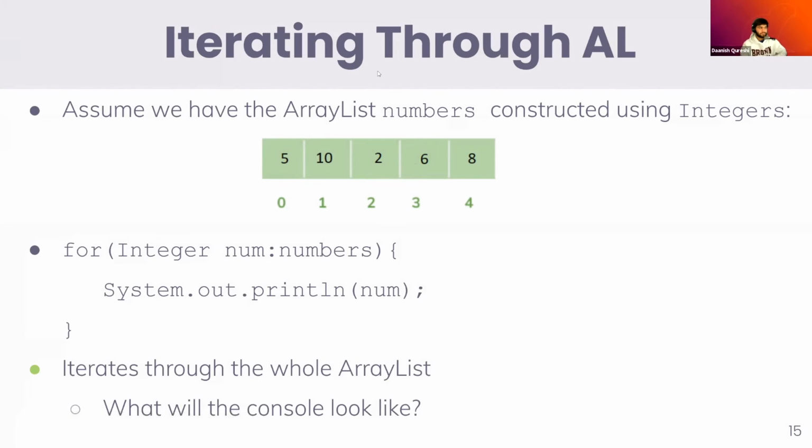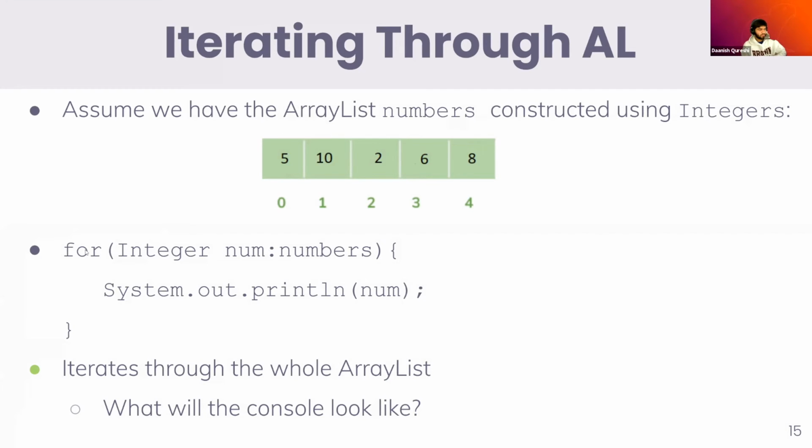So now, let's say we want to iterate. Okay, so iteration, we talked a little bit before with our for loops. Okay, so let's say we once again have the same array list. We have the 5, 10, 2, 6, 8 with their indexes. And let's say we want to just index through it and we want to go through every single integer and let's say print them out.